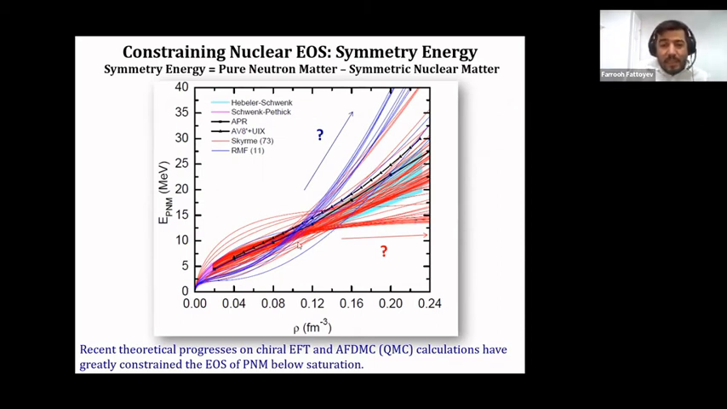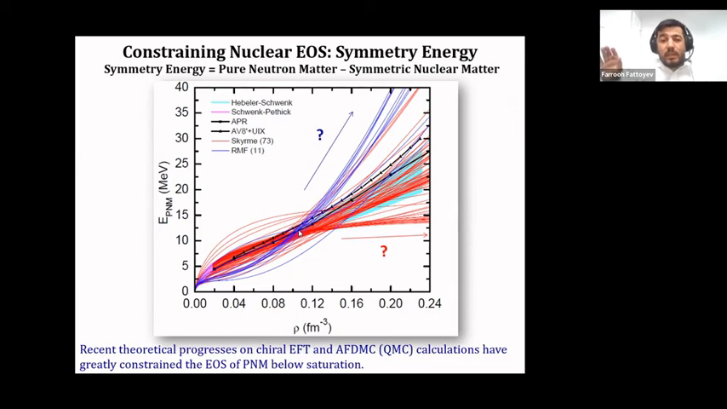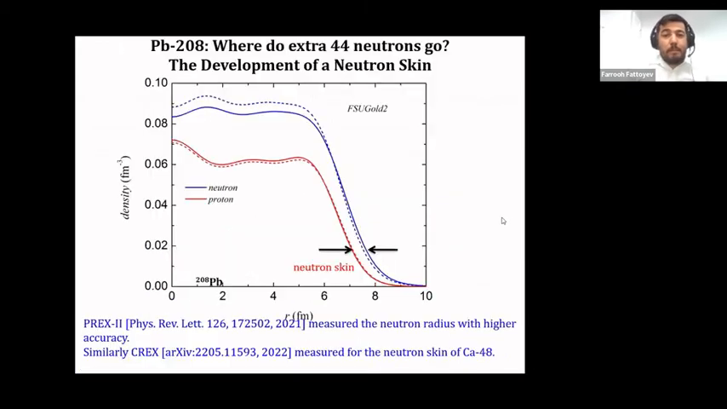There is some agreement at subsaturation density, and that's because the average density of a nucleus is about 0.7 of nuclear saturation, and as a result, the binding energies fix the symmetry energy at these densities. But it's the pressure that is very important for us to know, and that pressure is not very well known.